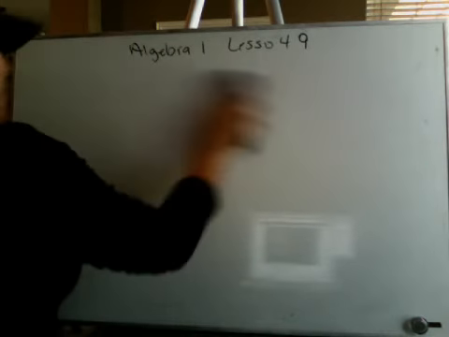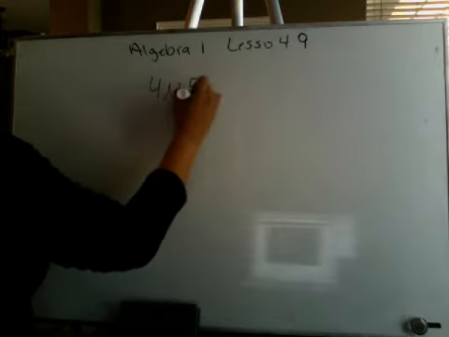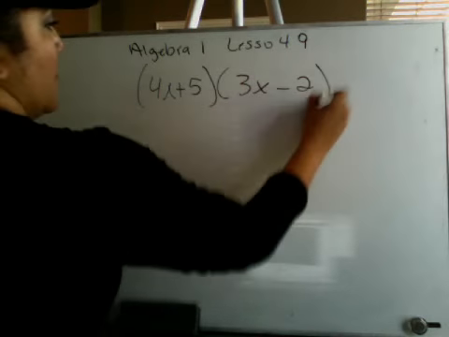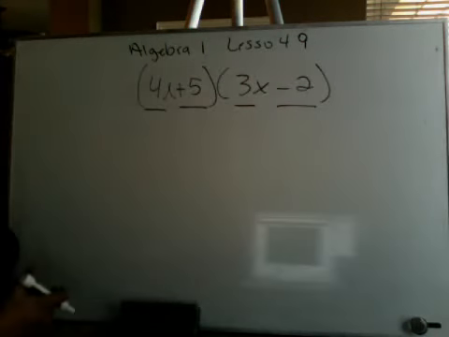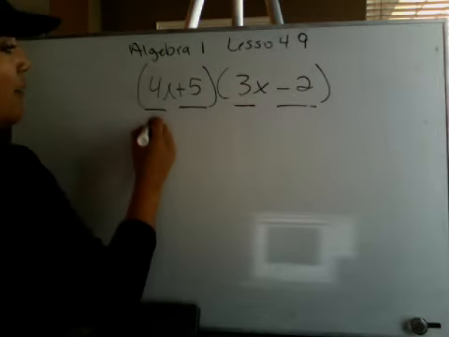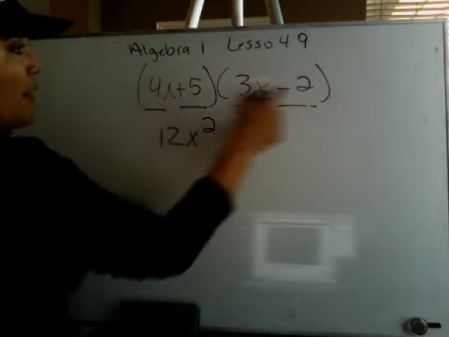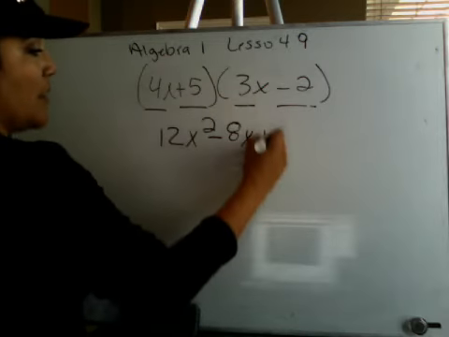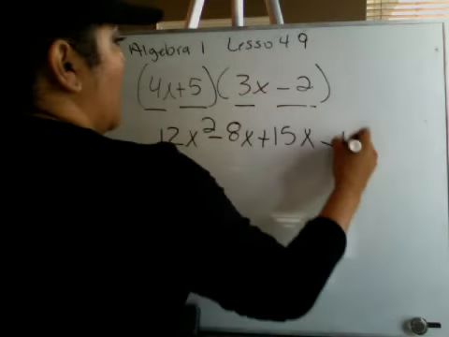So let's try some real problems. Let's try (4x plus 5) times (3x minus 2). Well, you have two terms in this polynomial, and you have two terms inside this parentheses, this polynomial. So you have to take 4x times everything. So 4x times 3x, 4 times 3 is 12, and x times x is x squared. 4x times a negative 2 is minus 8x. 5 times 3x is plus 15x. 5 times a negative 2 is a minus 10.